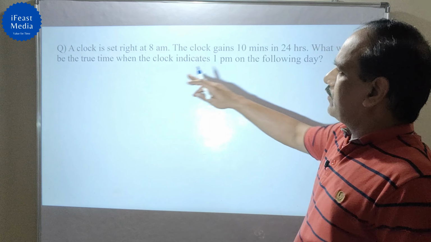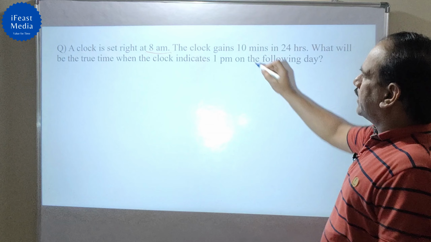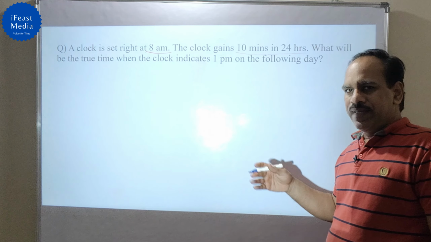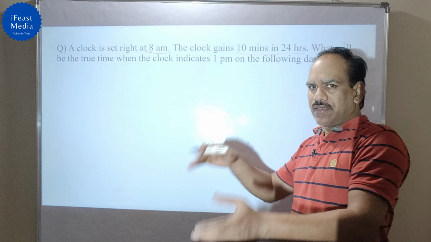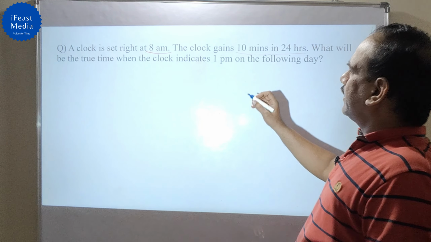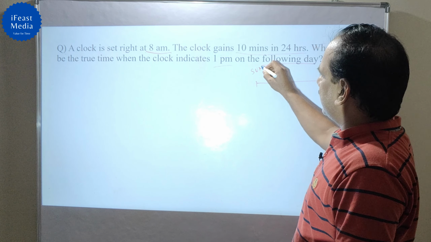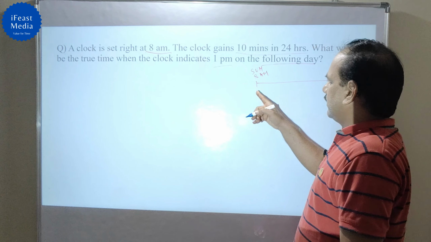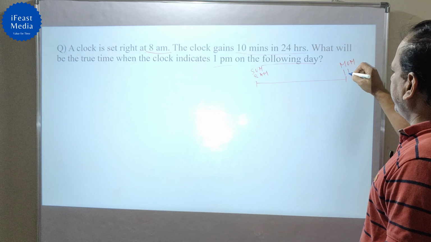Coming to this problem, a clock is set right at 8 a.m. on a particular day, the clock gains 10 minutes in 24 hours. For every 24 hours, the clock is gaining. That means it is running fast, right? If it shows 24 hours in the correct clock, this wrong clock will indicate 24 hours 10 minutes. So what will be the true time when the clock indicates 1 p.m. on the following day? Suppose the day is Sunday, 8 a.m. So it is set right at this particular point of time, and on the following day is Monday, 1 p.m.